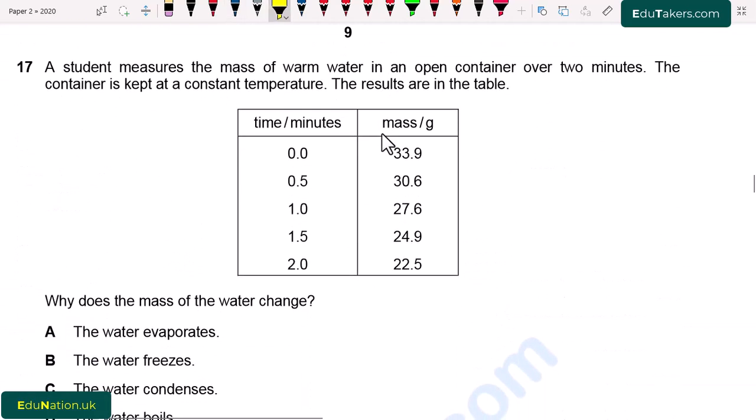Question number 17. A student measures the mass of warm water in an open container over 2 minutes. The container is kept at constant temperature. The results are in the table. So first of all, mass is measured in grams and time is taken in minutes. Time is up to 2.0 minutes while the mass is decreasing. First of all, it is 33.9, then 30.6, 27.6, 24.9 and 22.5.